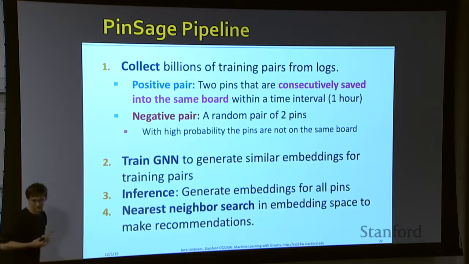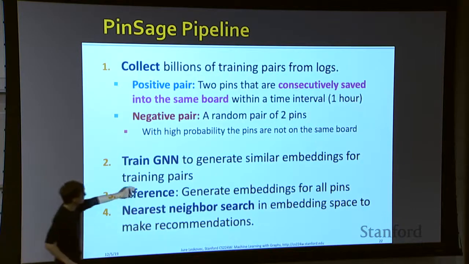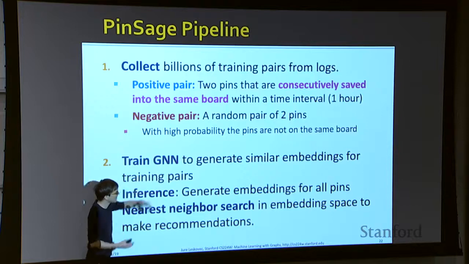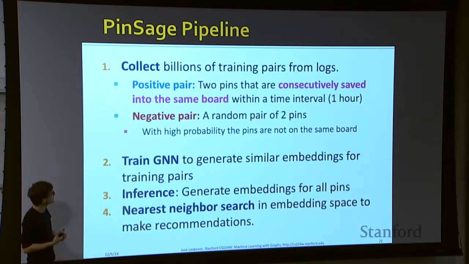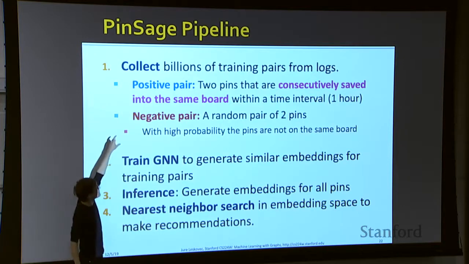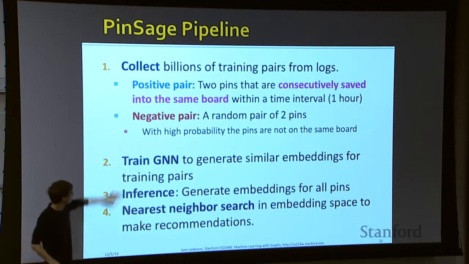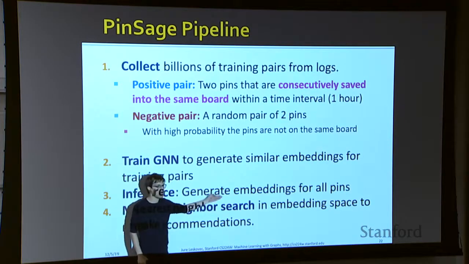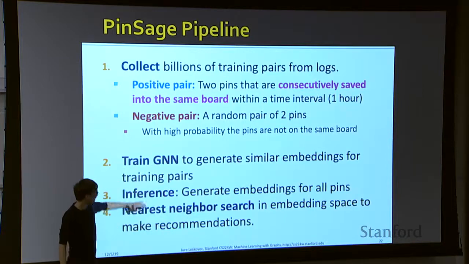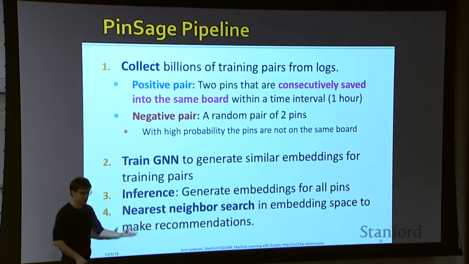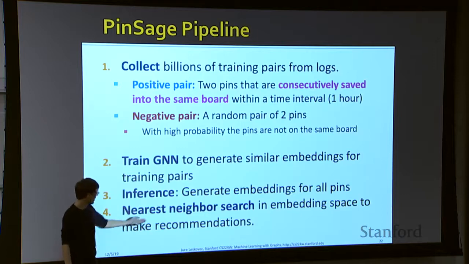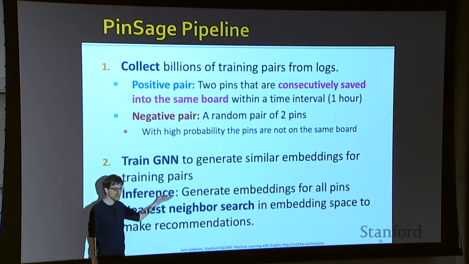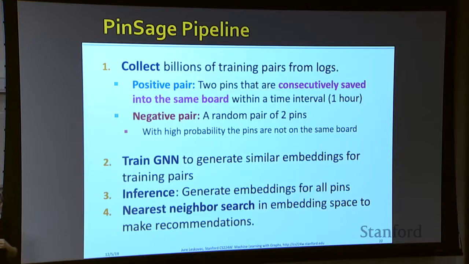Now that I have obtained training data, I will train a graph neural network to generate embeddings for pins such that the positive pins that are related are closer together than pins that are not related. Now that I have trained my model, I will apply my model to generate embeddings of all the pins, as you asked, right? And now, at the time of recommendations, when I see a user is looking at some pin, I will do the nearest neighbor search based on these embeddings and return related pins. Okay? Make sense?